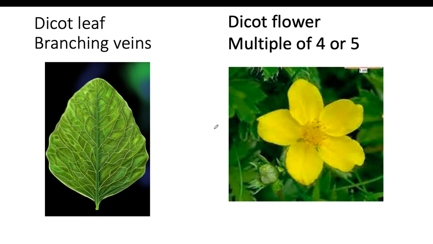All right, so the last thing will be the leaves. And so the dicot leaves have regular branching, so it looks like lots of veins going off in branching patterns, much more complex than what you see in the monocot. And the flowers are in multiples of 4 and 5, the corolla, so the petals.